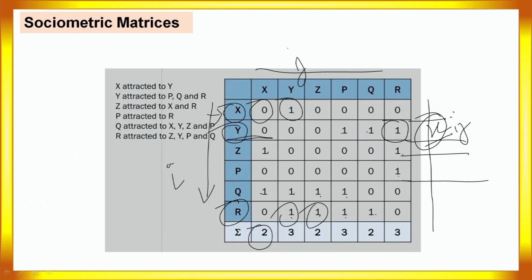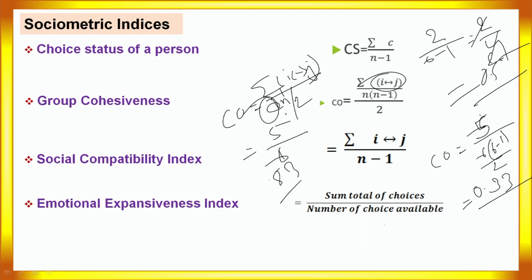So now if you go back to that particular sociogram, there are 36 choices possible, and among them there are 15 choices made. So the number of social cohesiveness is equal to 15 choices made over the number of choices available, that was 36. So what will be the value in the social cohesiveness index? It will be 15 by 36, that is 0.41. So that will be the value of the emotional expansiveness index. So these are some examples.